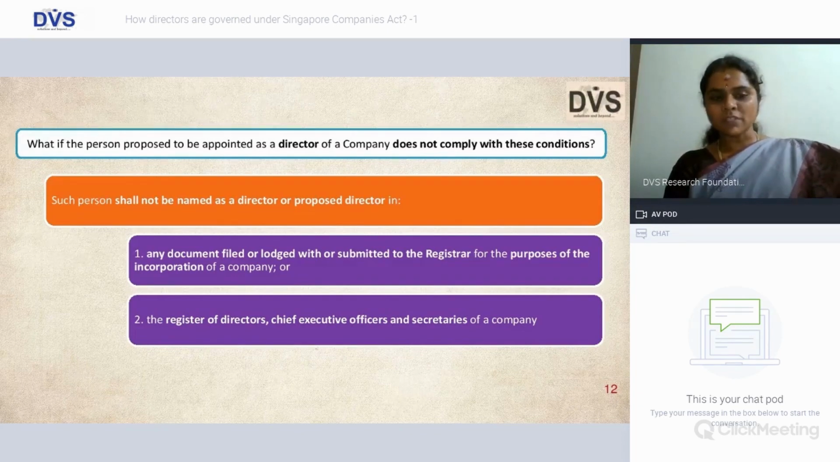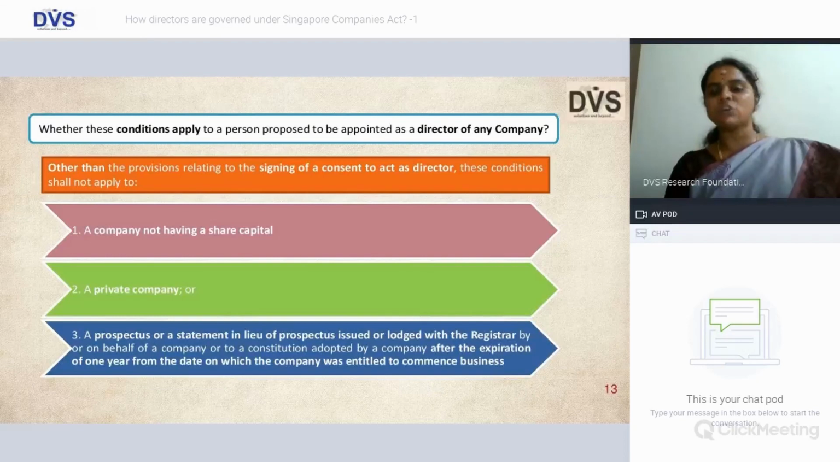So if the person proposed to be appointed as a director does not qualify with these conditions with regard to qualification, what happens? He shall not be named as a director or proposed director in any document which is being filed with the registrar for the purpose of incorporation, or in the register of directors, chief executive officers and secretaries of the company. Whether these conditions will apply to a person proposed to be appointed as a director of any company, it clearly says that other than the provisions relating to the consent letter which is being signed, these provisions will not be applicable in the case of a company not having share capital.